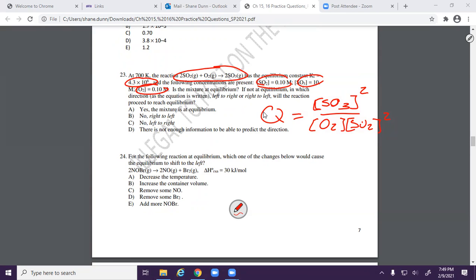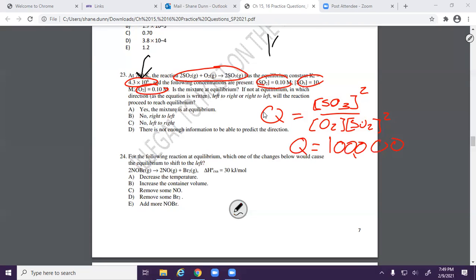What'd you get for Q? 100,000? Ooh, no, it's 100,000. Even if you didn't get 100,000, it's fine. Q is way smaller than KC, right? This is a gigantic number, right? Times 10 to the 6, it's a lot of zeros.